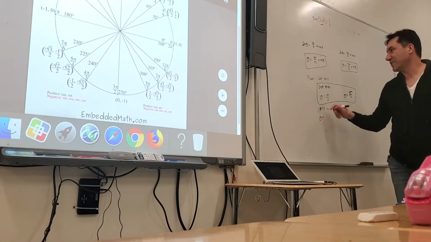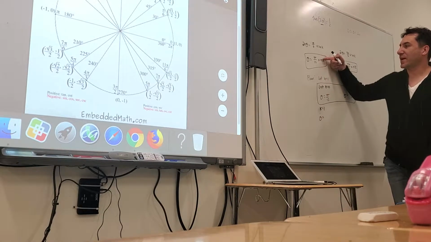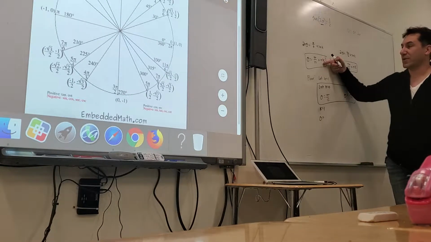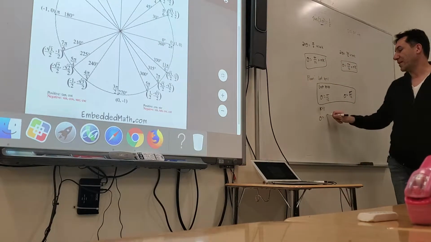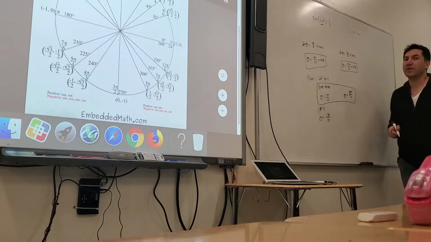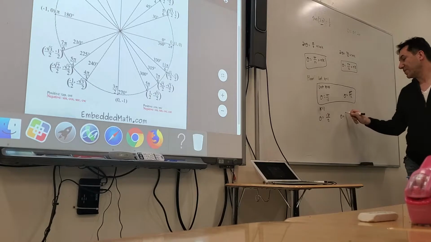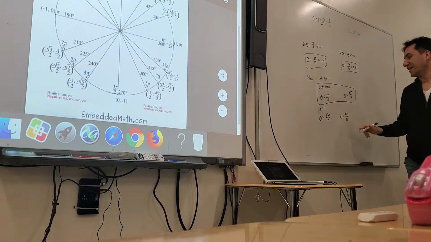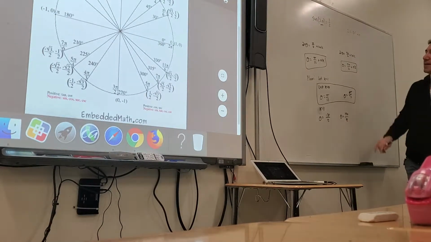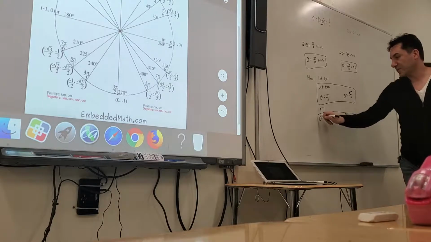So this is going to become 12 pi over 12 plus pi over 12, which is 13 pi over 12. We do the same thing here: 12 pi over 12 plus 5 pi over 12, so this is going to become 17 pi over 12. And again, these are between 0 and 2 pi.